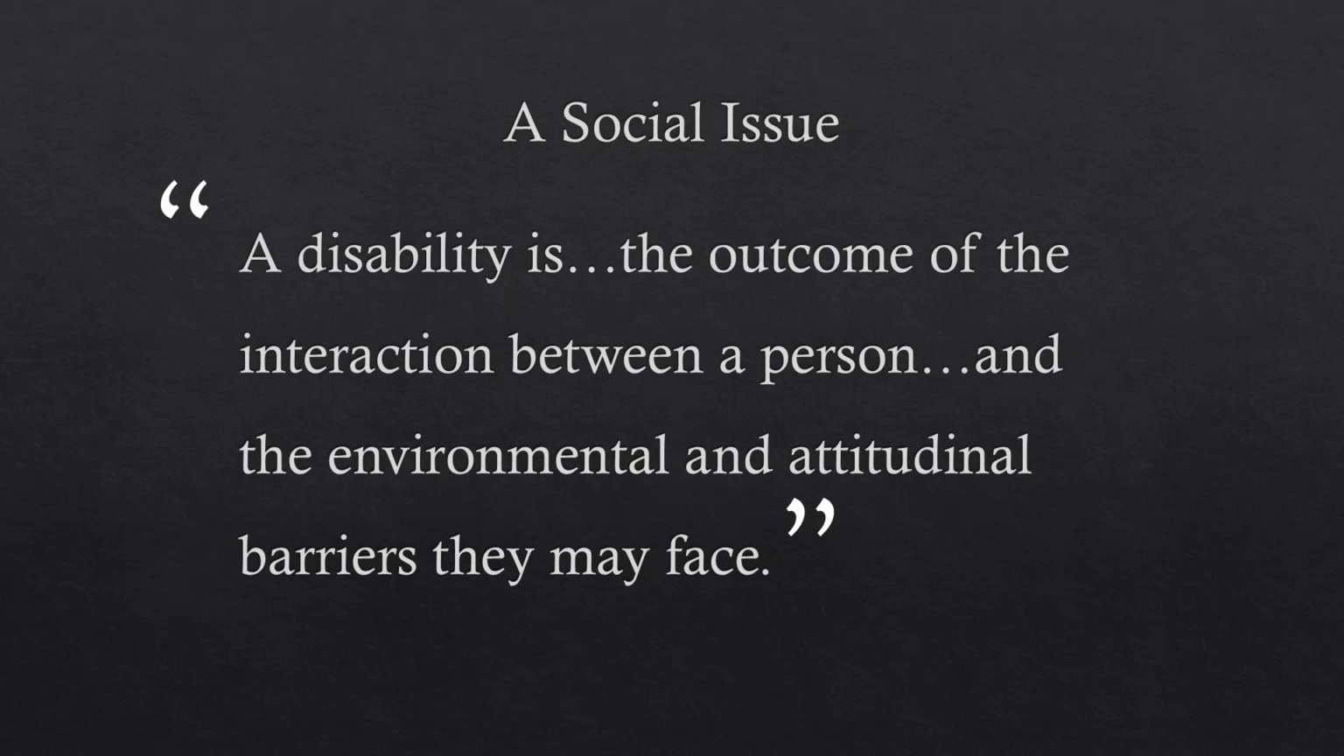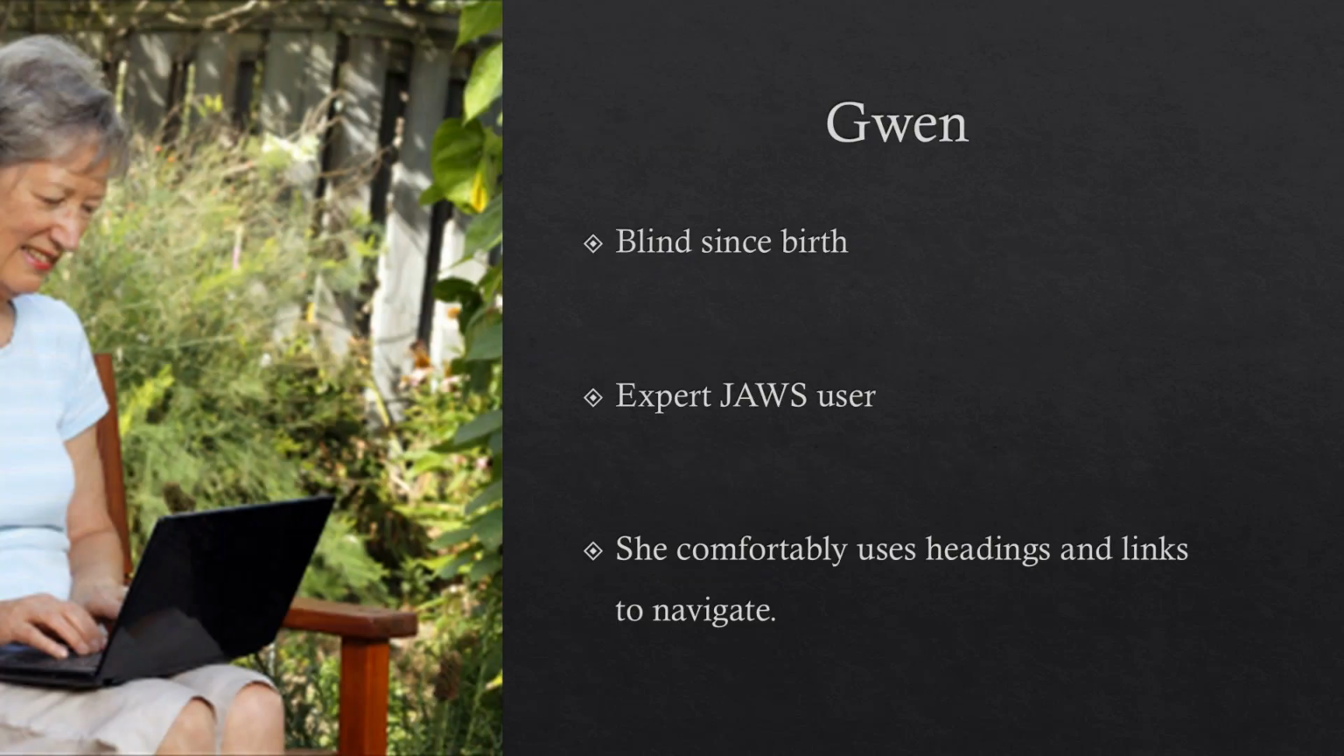Now, I'm just going to go through some examples of how that actually works. So here we've got a few personas that we use when we're carrying out accessibility testing. This is Gwen. Gwen's been blind since birth, and she considers herself an expert JAWS user. JAWS is a very popular screen reader. It stands for Job Access with Speech, and she comfortably uses headings and links to navigate content.